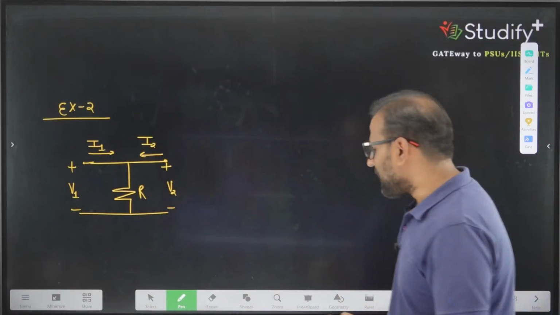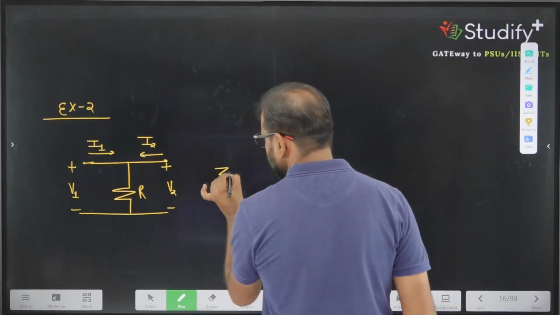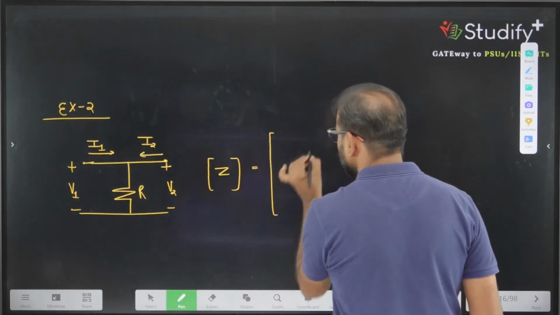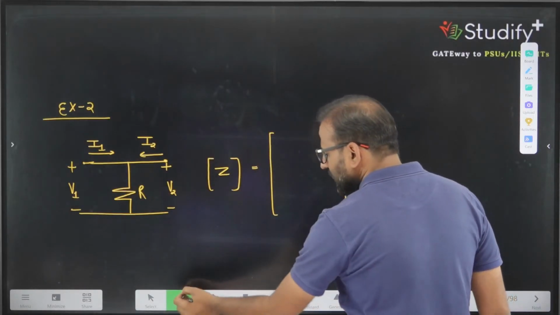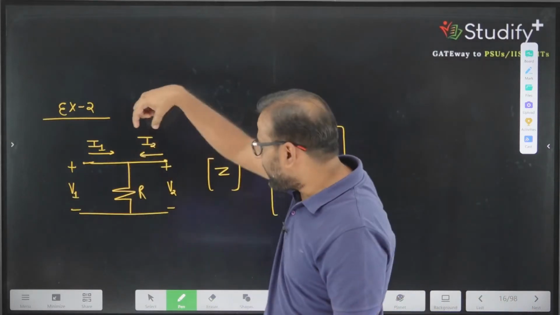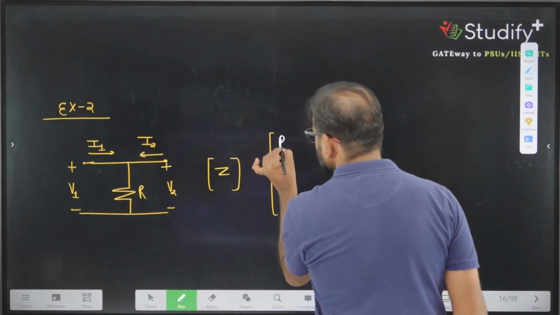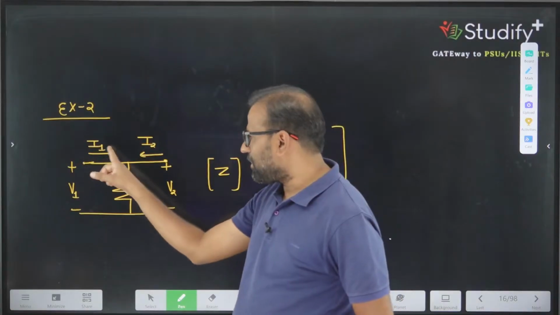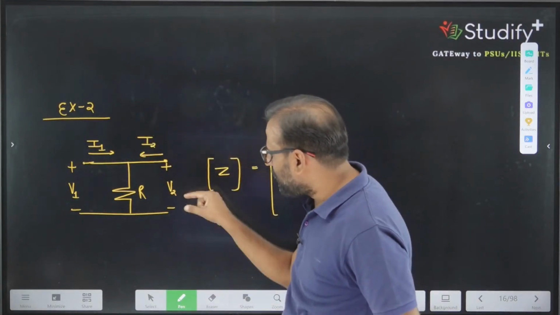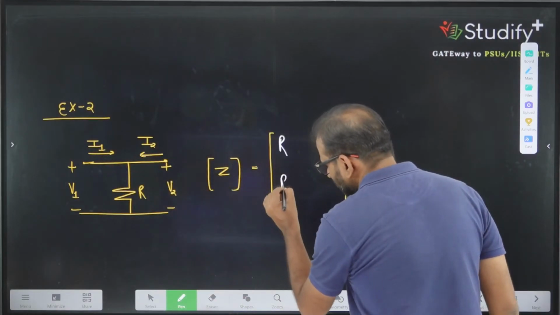Now again you can write the Z parameters very easily, not by remembering the formula, you can write it directly. What is Z11? So you are making I2 equal to 0. If you are making I2 equal to 0, what do we have here? You have the resistance R here, because V1 equals I1 into R. So this is R. If you are making I2 equal to 0, what is V2? V2 is also I into R. So this value is also R.